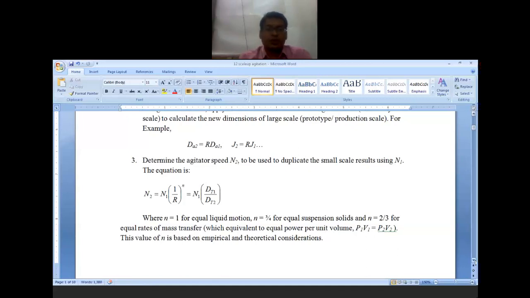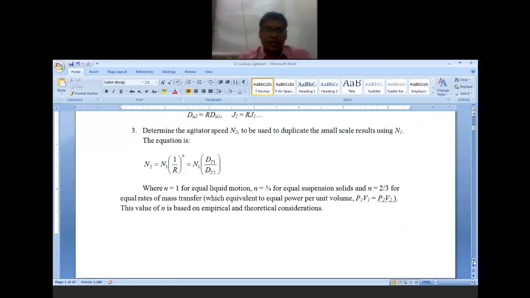So it's a speed ratio that is taken into account. N2 upon N1, which is 1 upon R raised to the n, which is nothing but N1 into dt1 upon dt2, where n is equal to 1 for equal liquid motion, n is equal to 3/4 for equal suspension of solids, and n is equal to 2/3 for equal rate of mass transfer, that again varies depending on the type of the fluid and may vary.